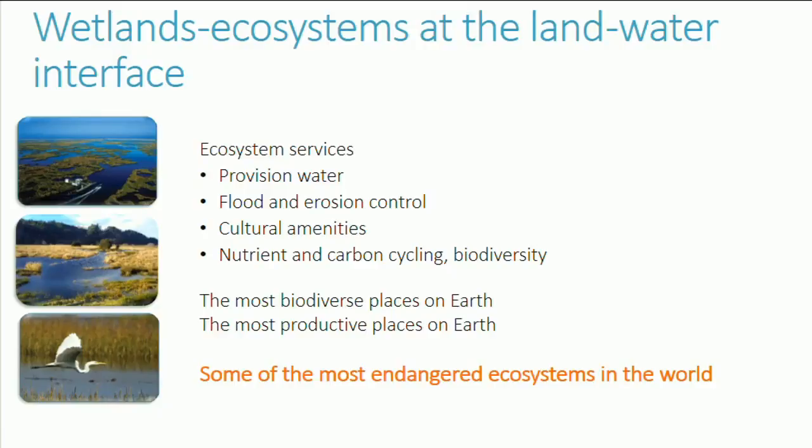Wetlands are very important ecosystems to monitor because they provide several ecosystem services. They are important components of the carbon cycle, and they are some of the most biodiverse places in the world and some of the most productive. However, due to their sensitivity to changes in climate and hydroclimate, they are also some of the most endangered ecosystems in the world. And we really need to establish newer and better ways to understand how these systems are changing over time and what is influencing these changes.